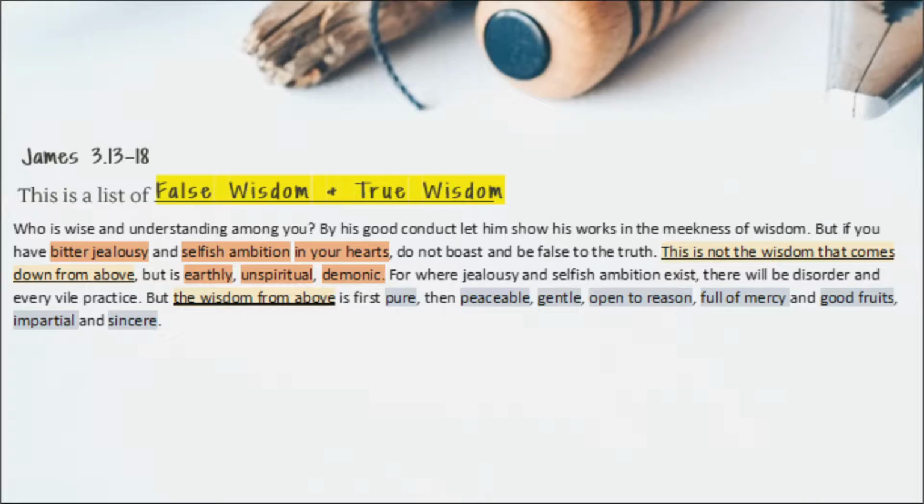So there's wisdom from earth, or human wisdom, or false wisdom, however you would want to say it, that comes from bitter jealousy, selfish ambition in your hearts, earthly and spiritual, demonic. Then there's wisdom from heaven, or the Lord, that's pure, peaceful, gentle, open to reason, full of mercy, good fruits, impartial, and sincere. So however you would say it, or the attributes of real wisdom versus not real wisdom. I don't know. This is how I said it. It helps me remember.